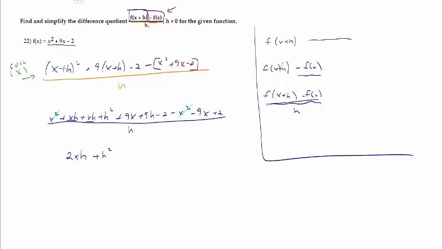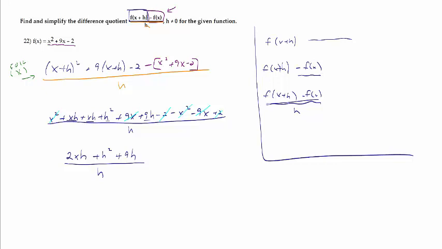Let's see, my 9x and 9x over here will cancel each other out. And so we have a plus 9h. And then my negative 2 and positive 2 over here cancel each other out. So we have 2xh plus h squared plus 9h all over h.